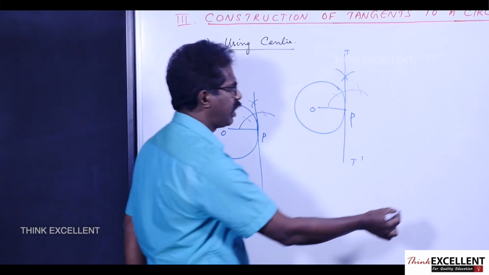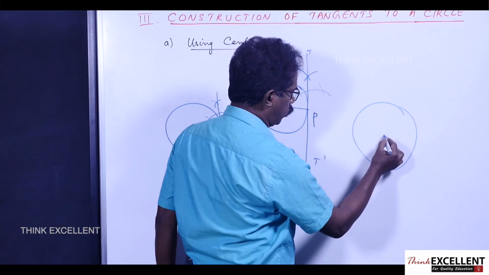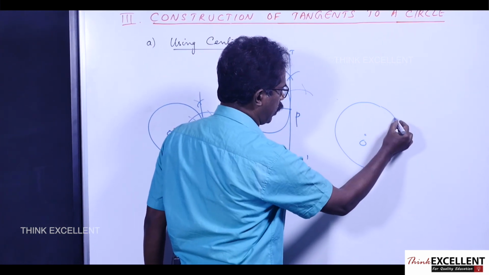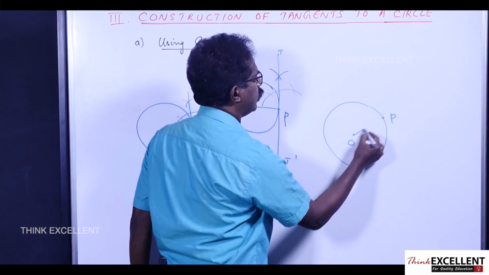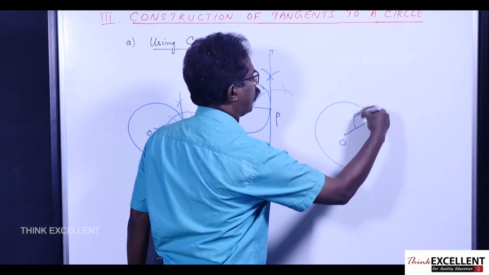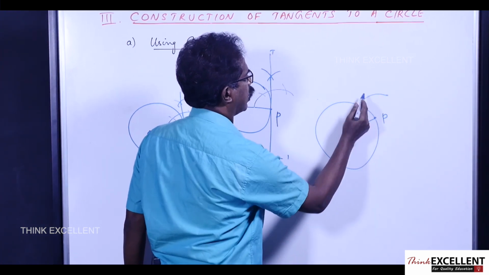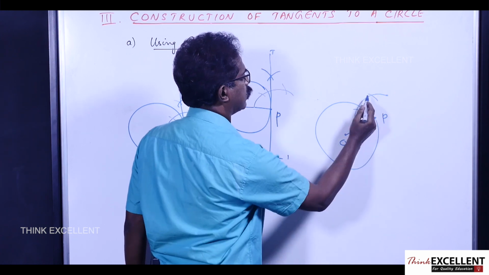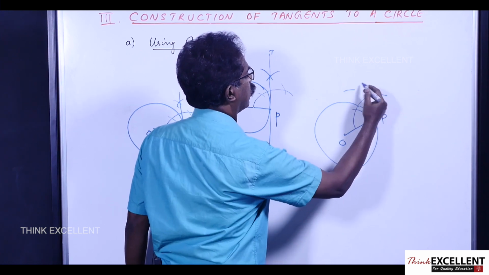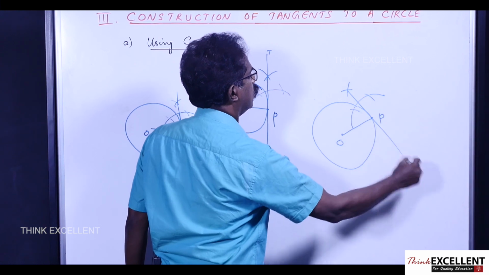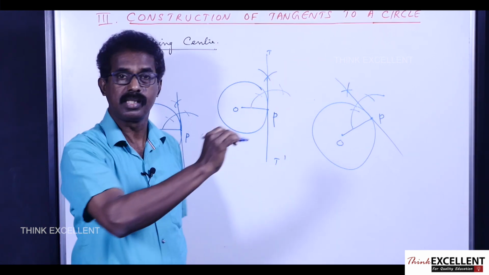The point can be taken anywhere. Suppose O is the center and you take a point here. Join this. Keep the pointer here, draw one arc. Same measurement, keep it here, one arc. Here one. Then same measurement, keep it here, one arc. Here one arc. Join these two. This is the tangent. Okay, so this is the first step.